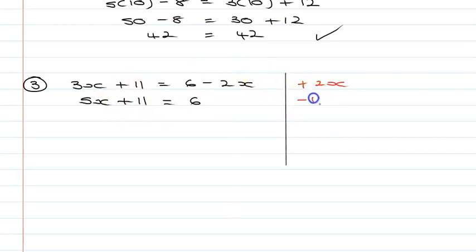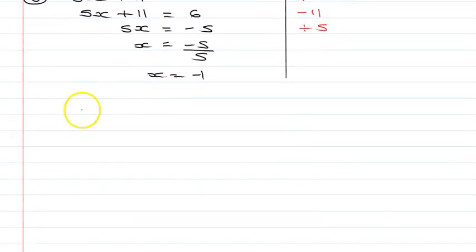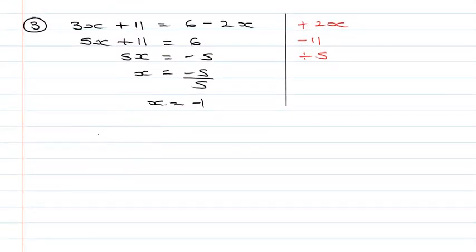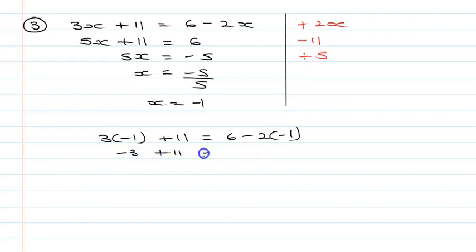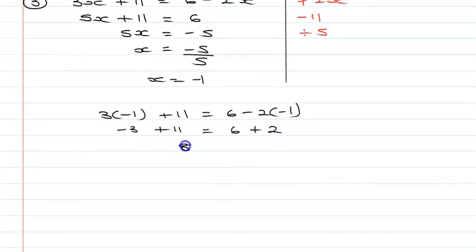So I'm going to subtract 11 from both sides, leaving me with 5x equals negative 5. You can see the 5 is multiplying by the x, so the next step I'm going to do is divide by 5, leaving me with x equals negative 5 over 5, so x equals negative 1. Again, you should check by subbing into the original equation that it works. So I'm going to sub minus 1 into the original equation, and I get negative 3 plus 11 equals 6. Minus 2 times minus 1 is plus 2. 8 equals 8, so you can see the left-hand side equals the right-hand side.